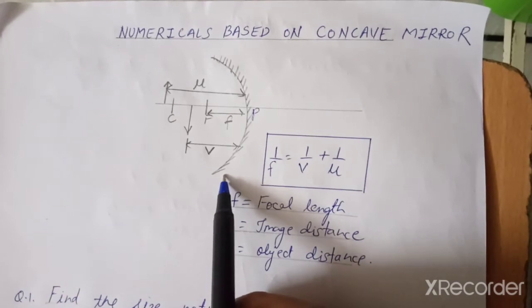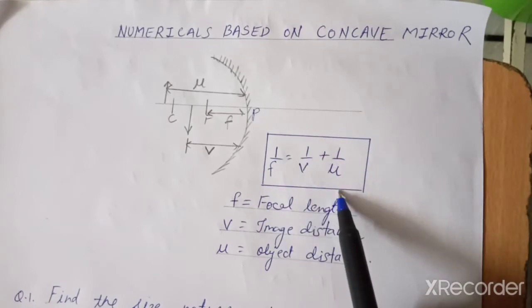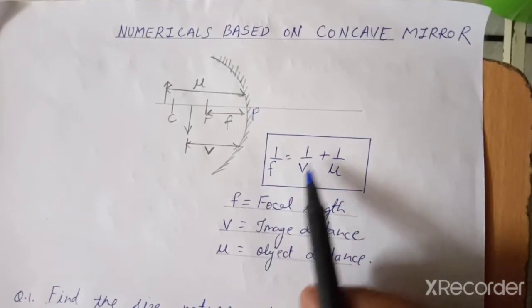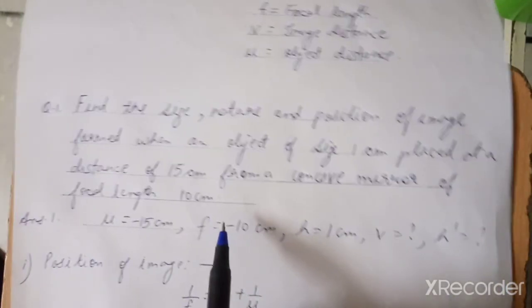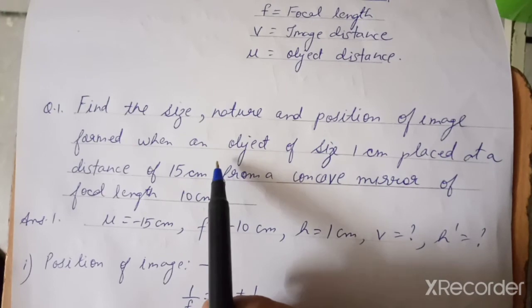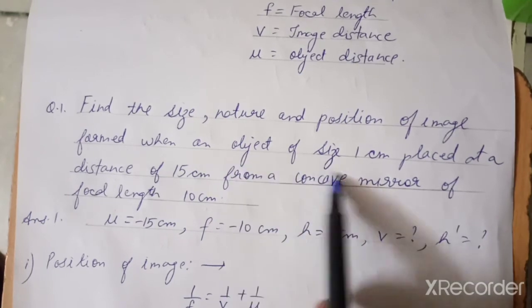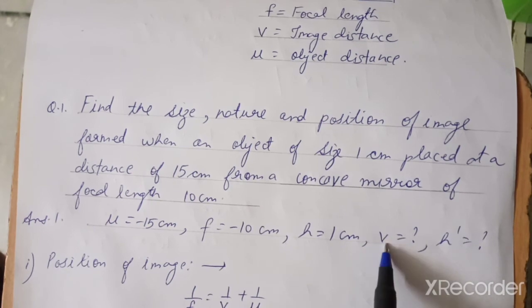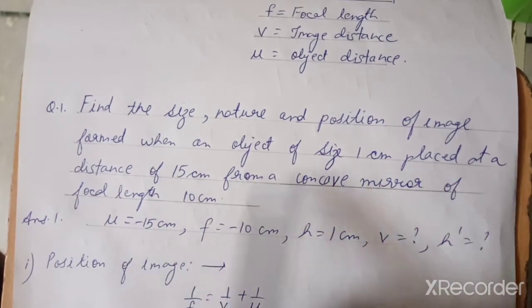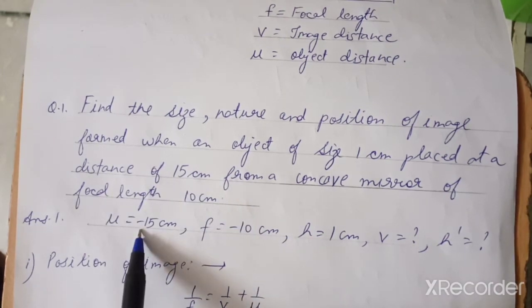In the next we will do the convex mirror. This is the mirror formula 1 by f equals 1 by v plus 1 by u. The f is the focal length, v is the image distance, and u is the object distance. In this numerical we have to find the size of the object and size of the image. When an object of size, it means the height of the object, is given as 1 centimeter, we have to calculate the height of image and the image distance. U, it means from the mirror, is at a distance of 15 centimeters, so we write here minus 15.